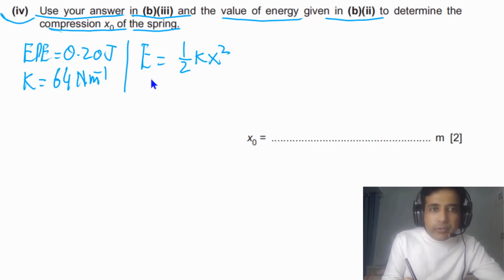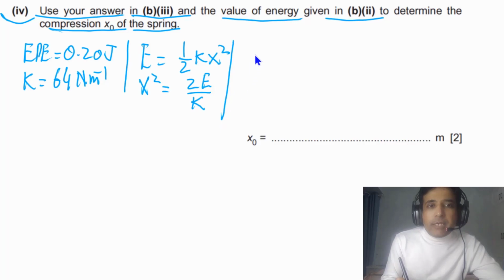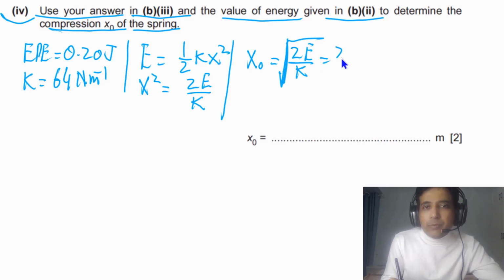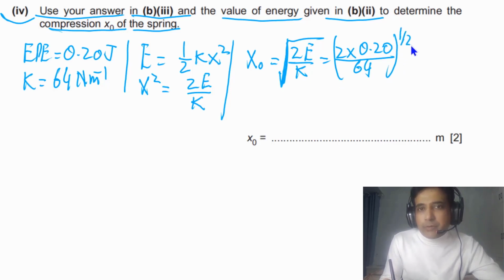So if we rearrange this one, we can write x squared equal to 2E divided by k. We need to find out the value of x0, so we have to take the square root on both sides. So we can say x0 equals the square root of 2E divided by k. And now we can plug in values. We have the value of E that is equal to 0.20, divided by K, that is equal to 64, and we need to take the square root, meaning the power of this one is 1/2. If we solve this one, the value of x will be equal to 0.079 meters. So this is our final answer up to SF.